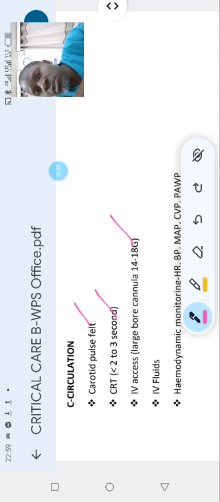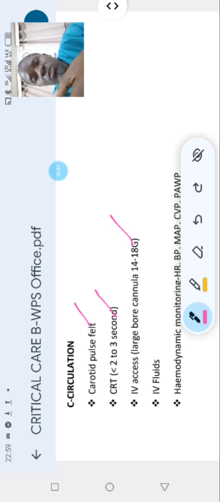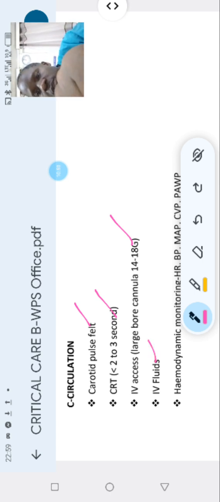Sorry, I wrote 14. You might want to put a 16G. You might want to put an 18G, and maybe depending on the size also of the veins. If a 16G, 18G cannot allow, you can even put a 20G. So depending on what you have assessed. So after you put a cannula, what should you do next? You have to now give fluids.